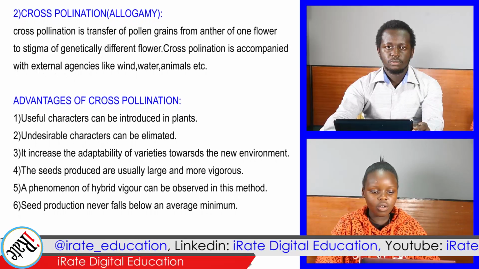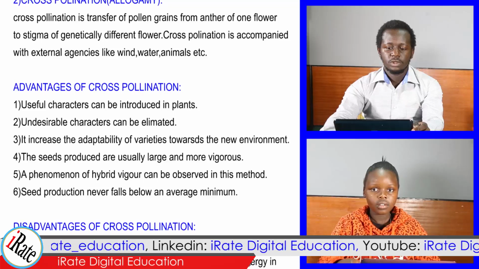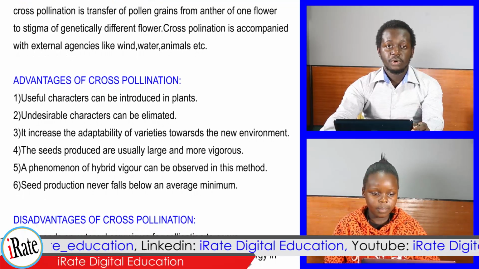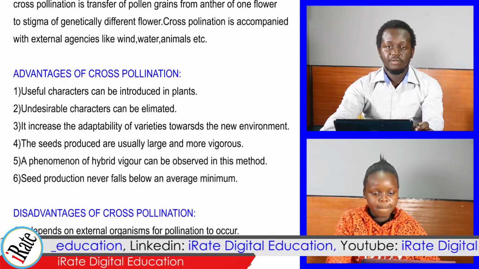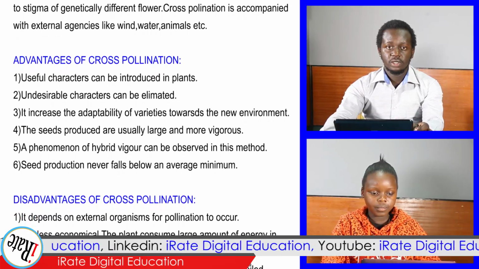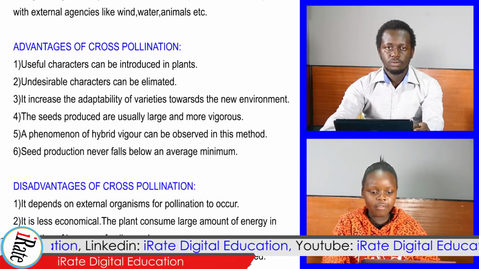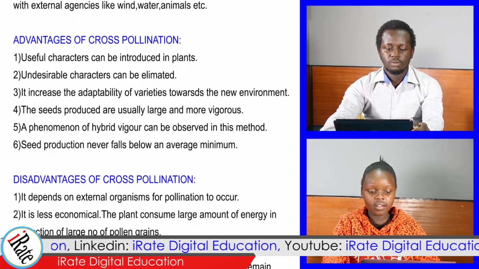5. The phenomenon of hybrid vigor can be observed in this method. 6. Seed production never fails below an average minimum. Disadvantages of cross-pollination include: 1. It depends on external organisms for pollination to occur.